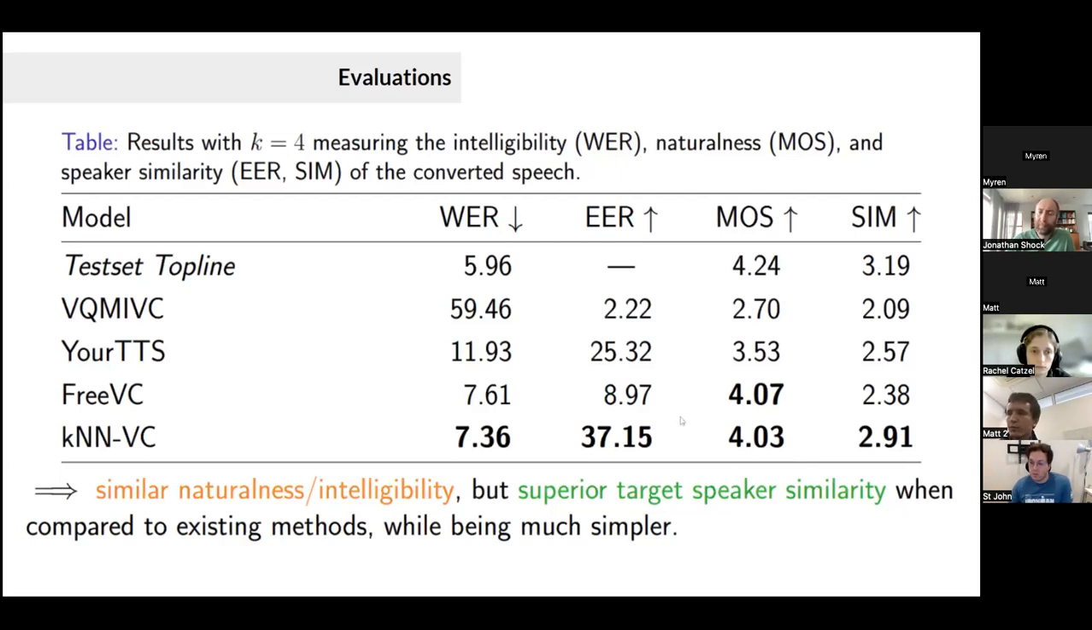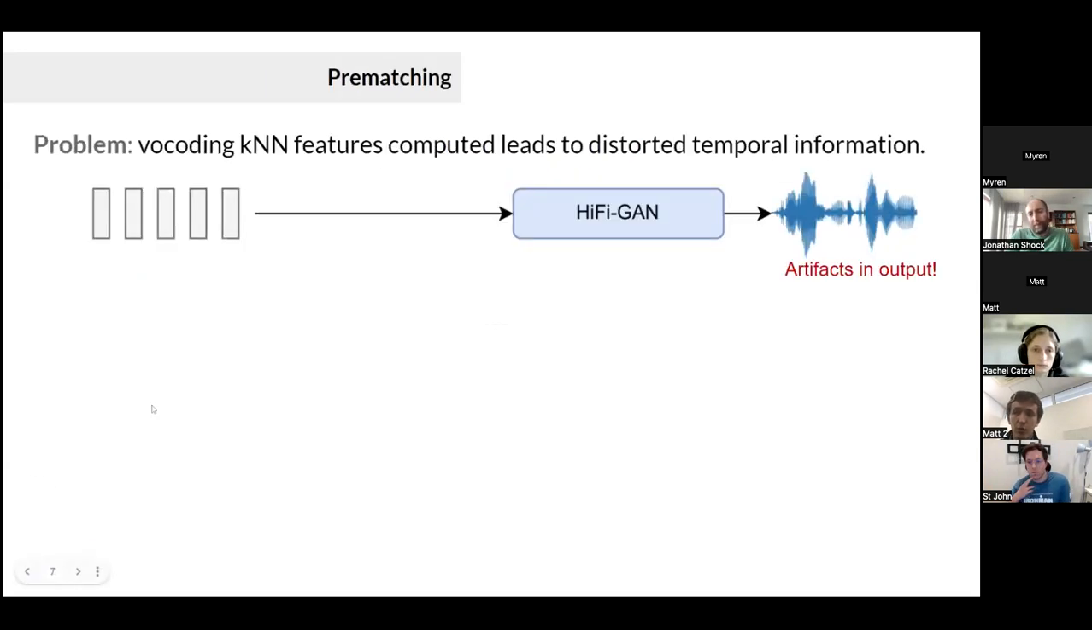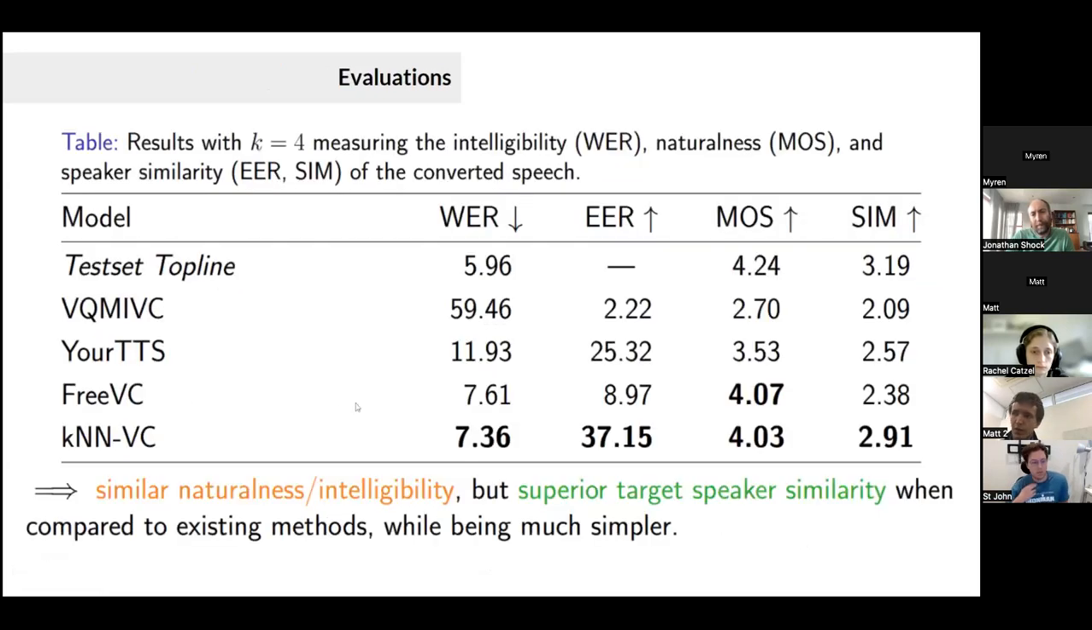So FreeVC does very well in word error rate because it's also based on these self-supervised learning models like WavLM. I think FreeVC makes use of WavLM or HuBERT. Those models are very good at extracting phonetic information and representing it very accurately. So that's, I think, why it does very well in word error rate and similarly in mean opinion score.